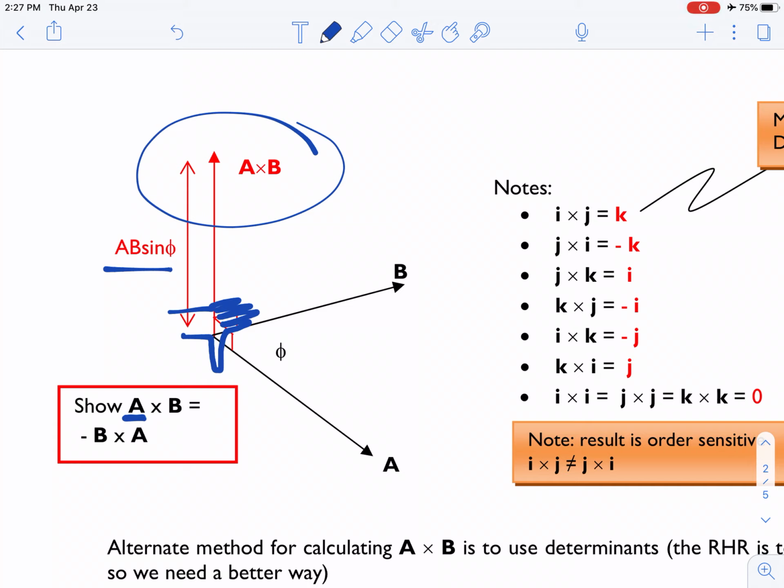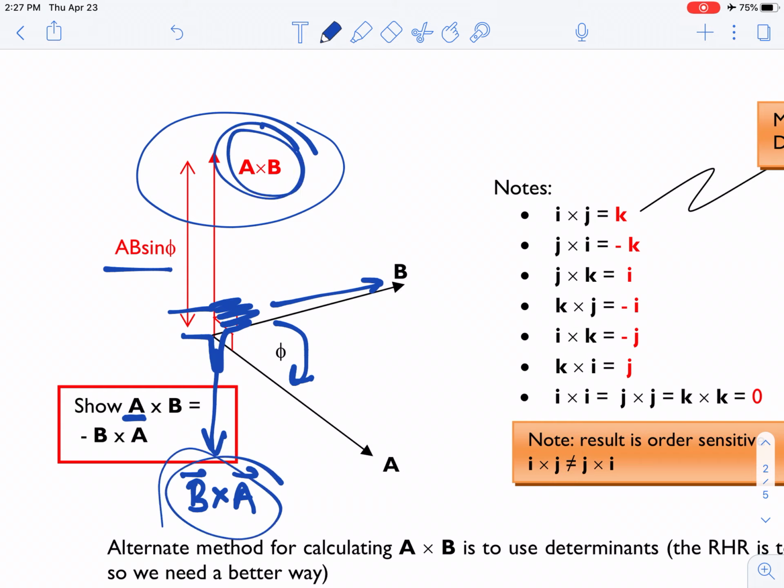And again, this is along the B direction, and the thumb is going down, and this will be B cross A. Because then you put your four fingers, curl them towards A, and your thumb is down, and that is the direction of the resultant of the cross product B cross A. So what you see here is A cross B is upward, B cross A is downward. They are not the same vector.